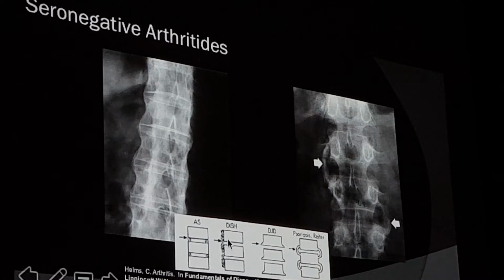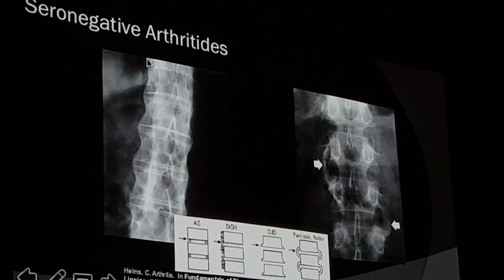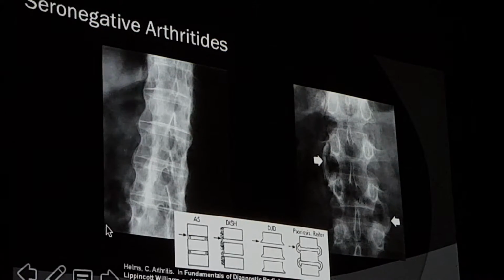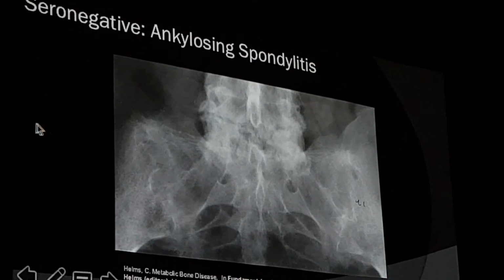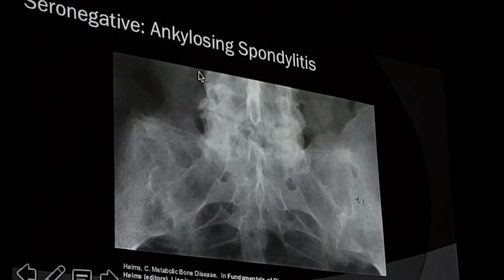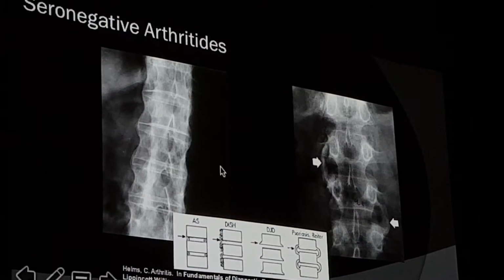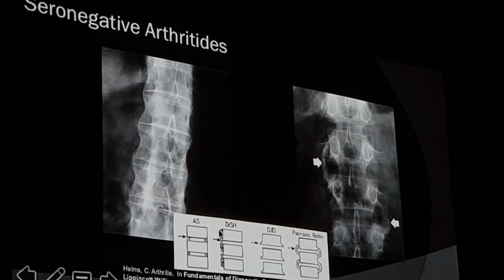So the easiest to differentiate is actually ankylosing spondylitis, because like I said, it involves the axial skeleton, and with ankylosing spondylitis you have what is known as the bamboo spine. You have bamboo spine, and you have fusion of your sacroiliac joints here. So that's typical for ankylosing spondylitis. And you can easily differentiate your bamboo spine from your other spinal diseases because of the pattern.